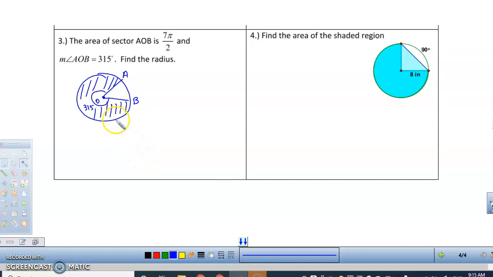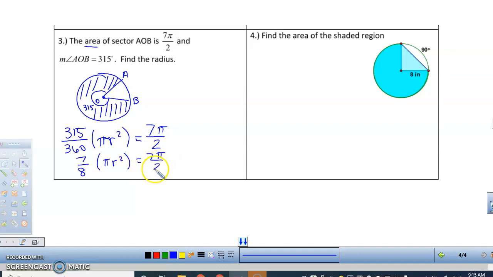Okay, well, let's set up what we know. We know it's going to be 315 out of 360, and that's going to be times the area. So area we know is pi r squared. Okay, and when we calculate this, it's going to be equal to what's given to us as 7 pi over 2. Okay, so let's try to work through this. So first of all, I'm going to reduce this fraction. Okay, and I don't want to spend too much time on it, but you will get 7/8 when you reduce that. Pi r squared, and that's equal to 7 pi over 2.